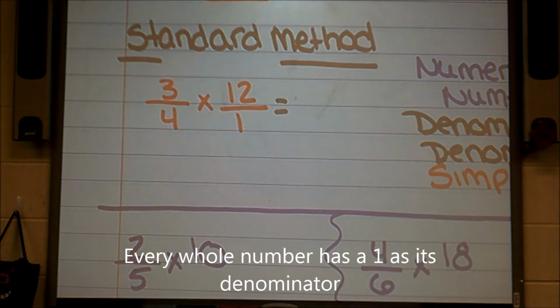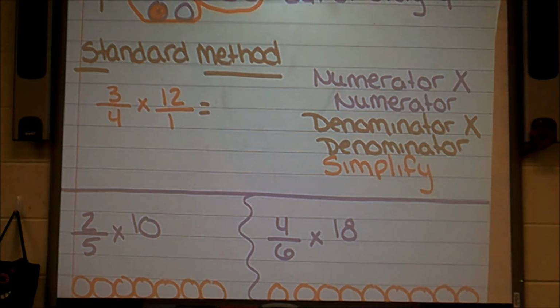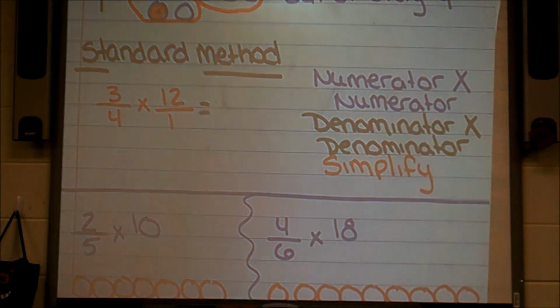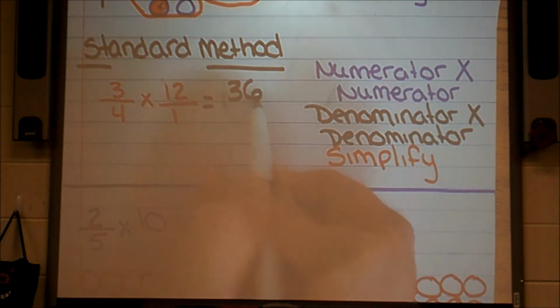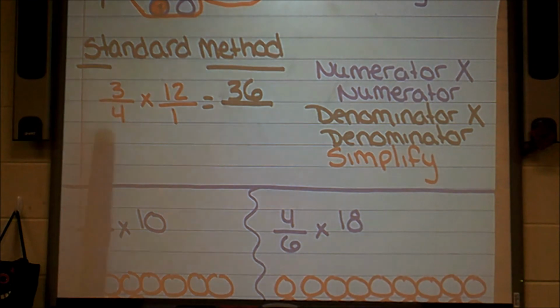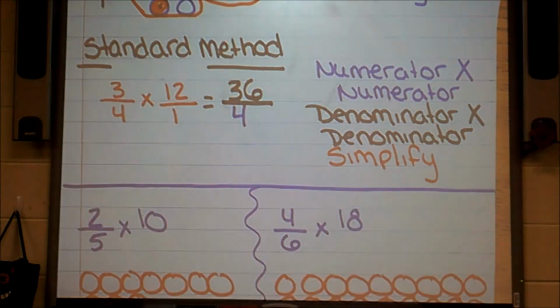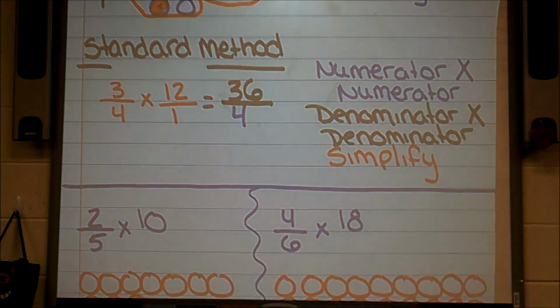So when you write your problem this way, you can solve it simply by multiplying the numerator times the numerator and the denominator times the denominator, and then simplify. So numerator times numerator, 12 times 3 is 36. Denominator times denominator, 4 times 1 is 4. And then my last step is to simplify.